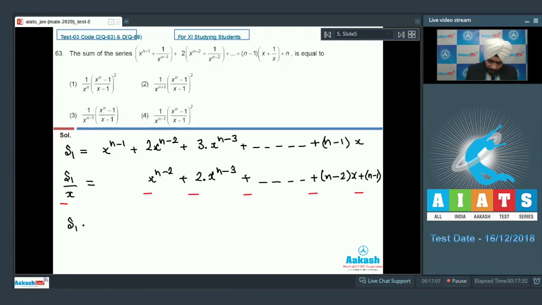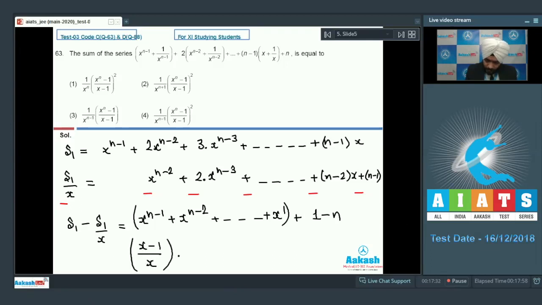I'll get S1 minus S1 by x is equal to x raised to the power n minus 1 plus x raised to the power n minus 2, so on till up to x raised to the power 1 plus 1 minus n. Okay, this is a GP now. The GP answer will be x minus 1 upon x into S1 is equal to first term, that is x into r raised to the power n minus 1. So r is x, n is n minus 1 upon x minus 1 plus 1 minus n.